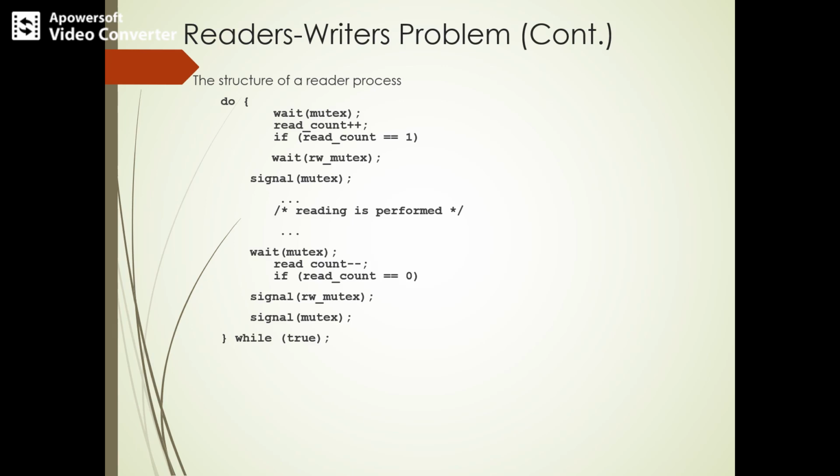Now the reading operation can happen, and then there is another wait of mutex, wherein the mutual exclusion lock is once again set so as to decrement the count of processes reading the item. Currently there is one process which has already read the item, so read count is decremented, read count minus minus. And once the read count has reached the value 0, then you signal both mutexes, that is, the read write mutex as well as the mutual exclusion lock are released.